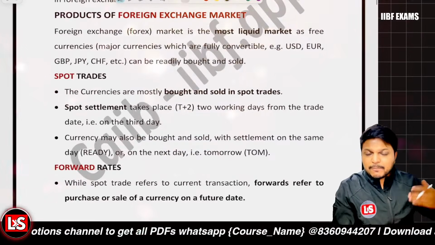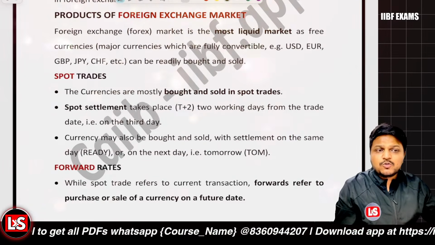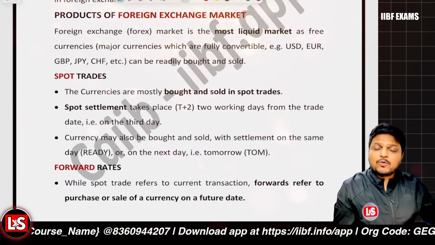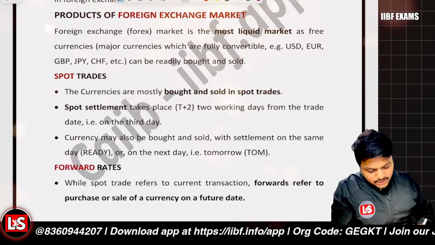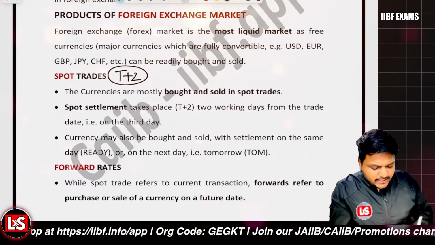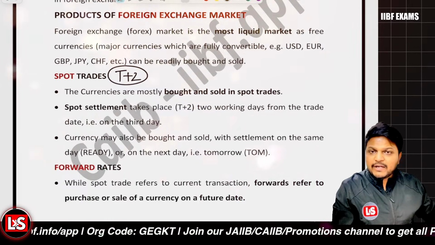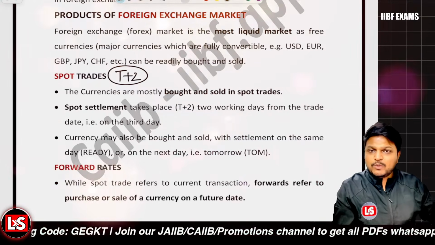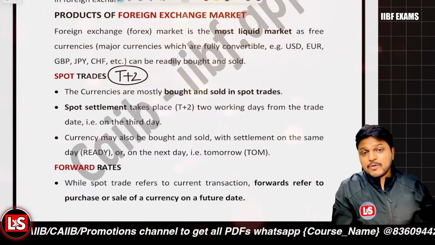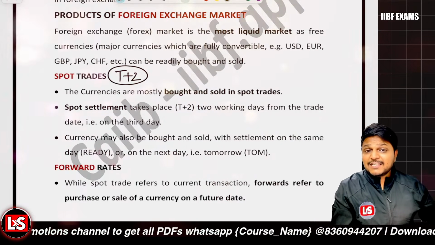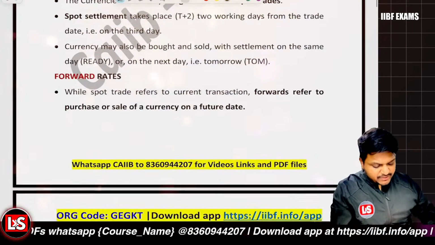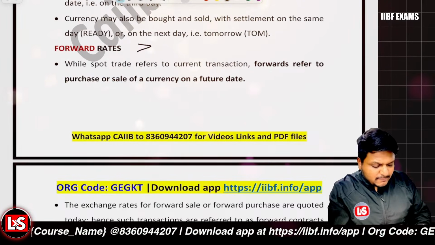The products which are traded in the foreign exchange market are the foreign exchange products. Like we deal in the spot rate, we deal in the forward rate. Spot rate is where settlement is on T plus 2 days basis. I have already given you an idea of the rates in Module A. The cash rate is on T plus 0 basis, the term rate is on T plus 1 basis, and the spot rate is on T plus 2 days basis. In case of forward rate, the settlement is beyond T plus 2 days.